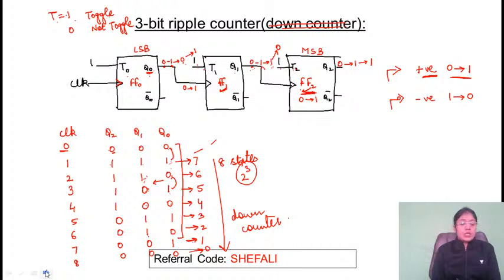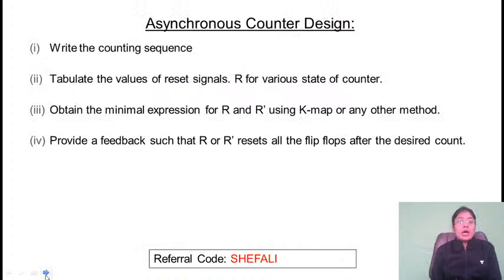So now we are left with just one concept, that is designing of asynchronous counter. We have talked about the designing of synchronous counter. Next we have designing of asynchronous counter. So in the asynchronous counter, first of all write the counting sequence. Whatever counting sequence you have, tabulate the values of reset signal. बच्चे आपके पास 2 signals आते हैं. One is the reset and other one is the preset. What is the difference?